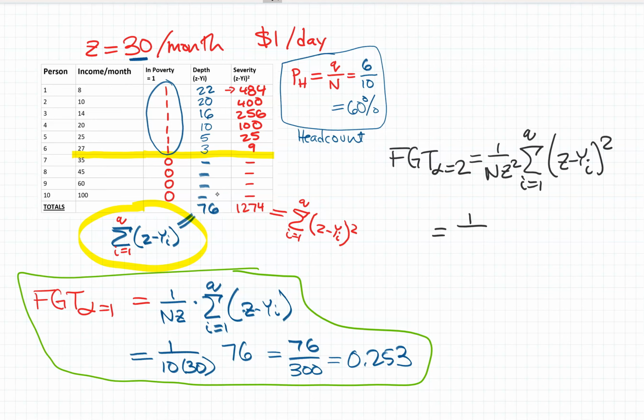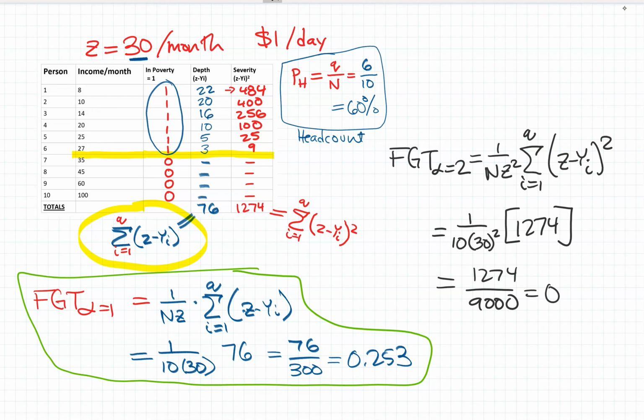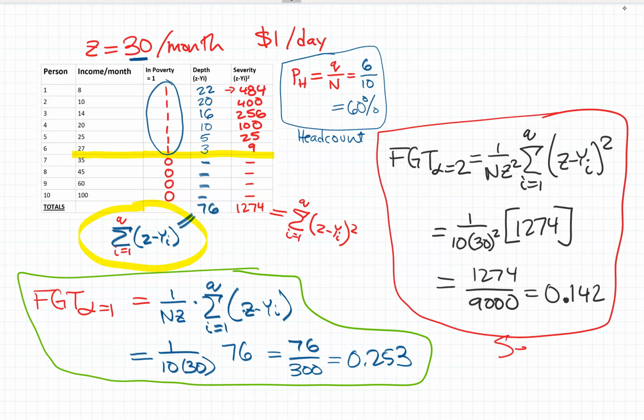So n is 10 and z is 30, so we have to square 30. And then we know this other part because we just calculated it. So this is going to end up being 1274 divided by 9,000, which gives us 0.142. Okay, so this last one is our severity number. This is about severity, and this is about the gap, the depth.